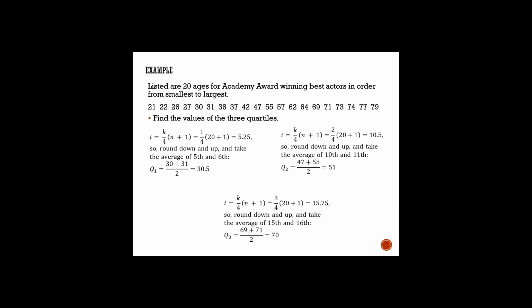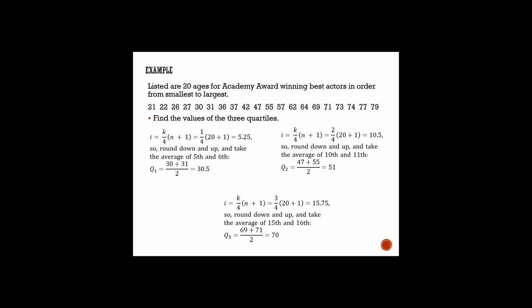Now take a look at the bottom of Guided Notes, page 26. I've written this out for you so you have a really good example to go by, and I've done the calculations there, but you might want to make some extra notes. What I've done is list 20 ages of Academy Award-winning Best Actors, and they've already been ranked. Notice that the data set is set up from smallest to largest. I want to find the values of the 3 quartiles.